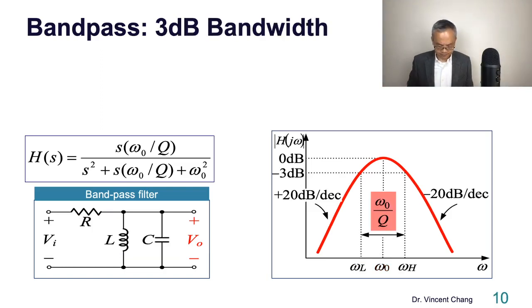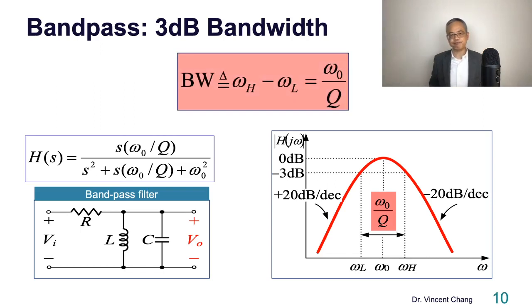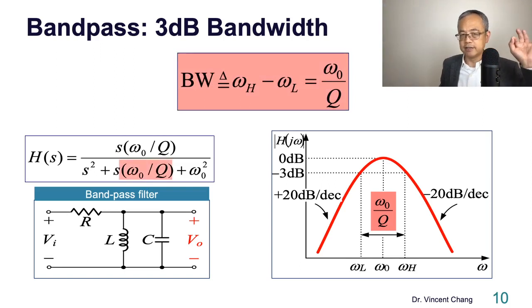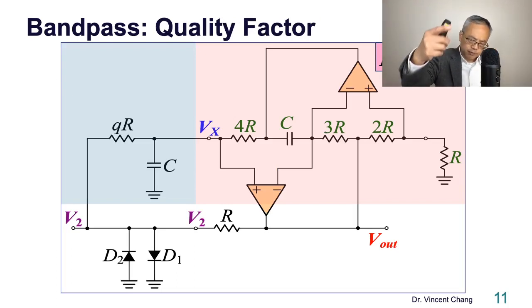Now, number 3. The 3 decibel bandwidth is the important figure of merit of the bandpass. The higher the Q, the more selective the bandpass becomes. Higher Q, more selective. Omega 0 over Q is the 3 decibel bandwidth. Okay? So now, let's go back to the original oscillator circuit.